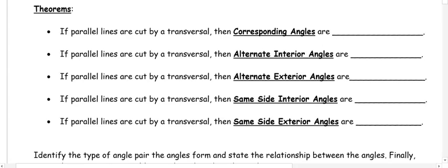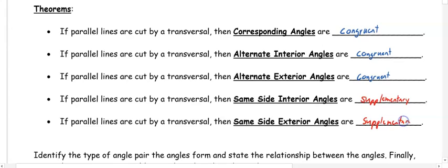If parallel lines are cut by a transversal, then our corresponding angles are going to be congruent. If parallel lines are cut by a transversal, our alternate interior angles are going to be congruent. If parallel lines are cut by a transversal, then same side interior angles are going to be supplementary. And if parallel lines are cut by a transversal, then same side exterior angles are also going to be supplementary.